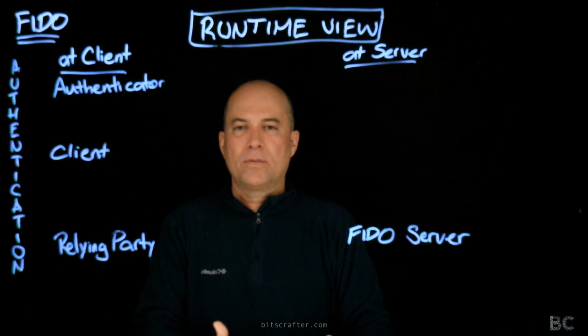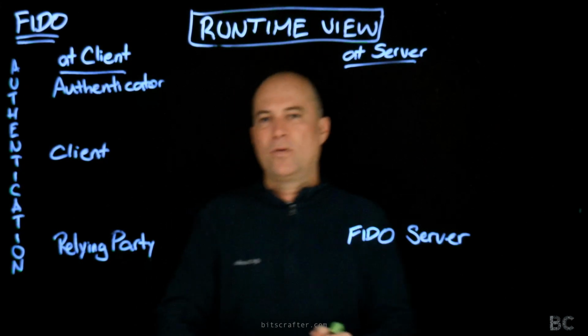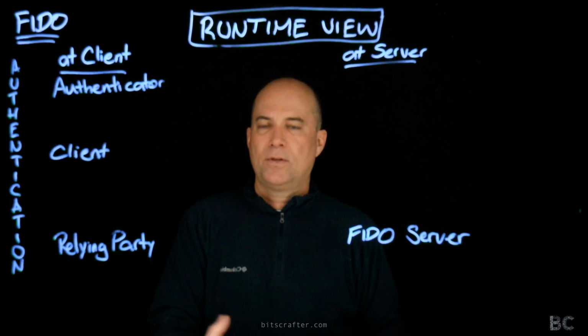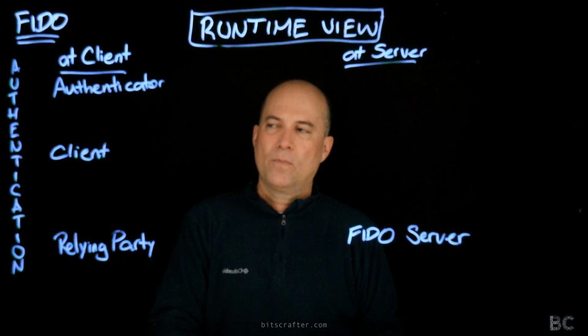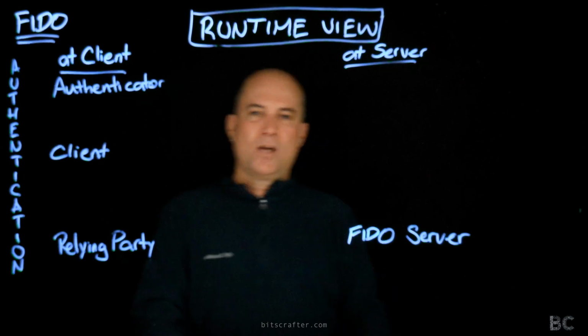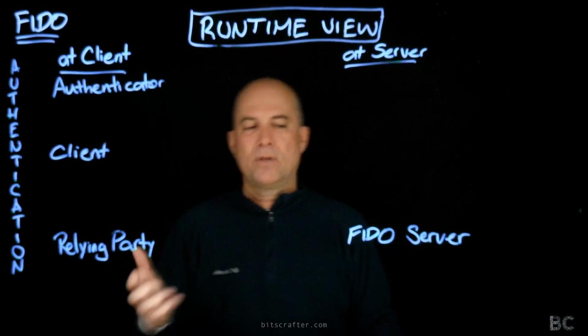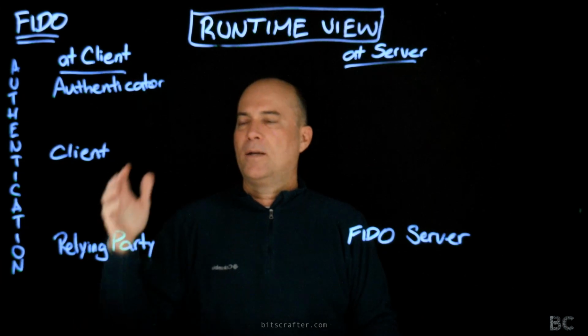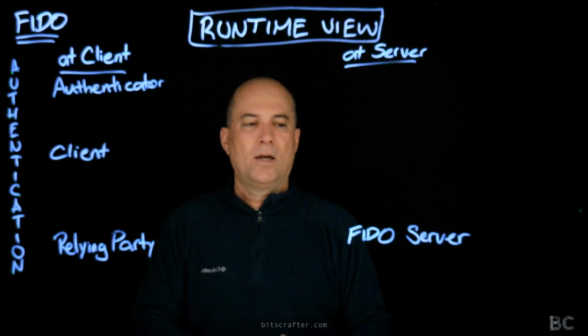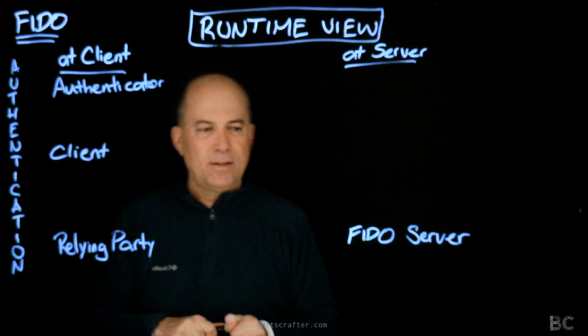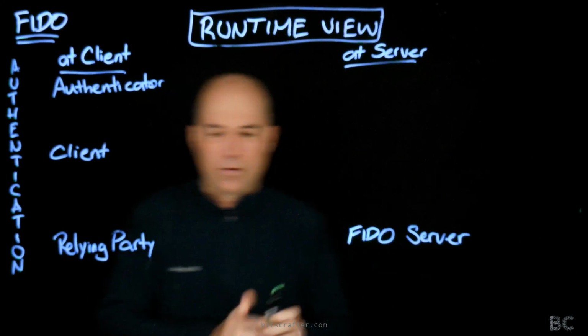FIDO consists of two main operations. The first one is registration, where the key pair is created. And the second one is this key pair is used to authenticate the user. So in this video, let's discuss the details of the authentication. And let's look at this from an execution flow to see how all these entities interact with each other.